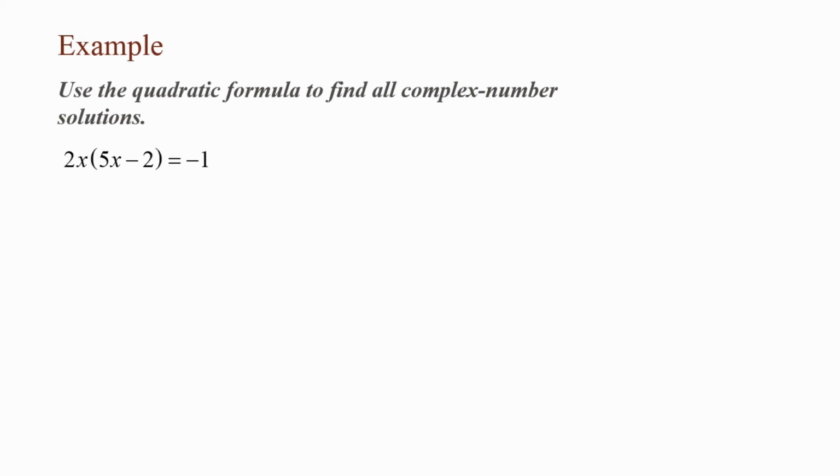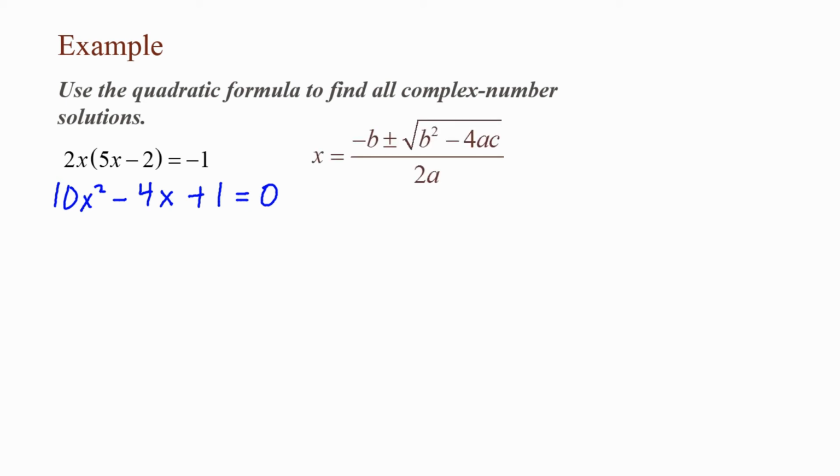In this example, use the quadratic formula to find all complex number solutions. 2x times the quantity 5x minus 2 equals negative 1. So we're going to have to do some math here to get this in our format of ax squared plus bx plus c equals 0. So first I'm going to distribute my 2x, so I have 10x squared minus 4x. Then I'm going to add 1 to both sides, plus 1 equals 0. I'm ready for my quadratic formula now, and I can substitute.